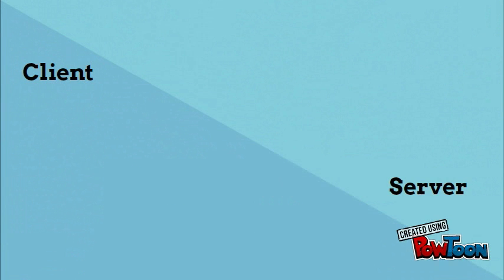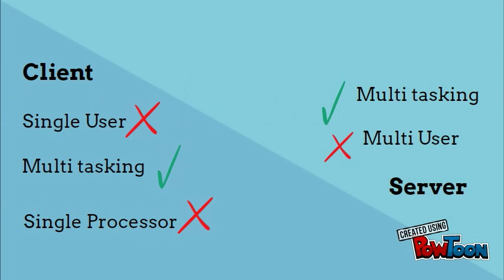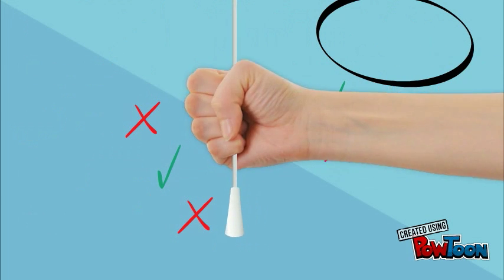A client and a server. Client single user, server multi-user. They're both multitasking. And the client is single processor while the server, it depends.